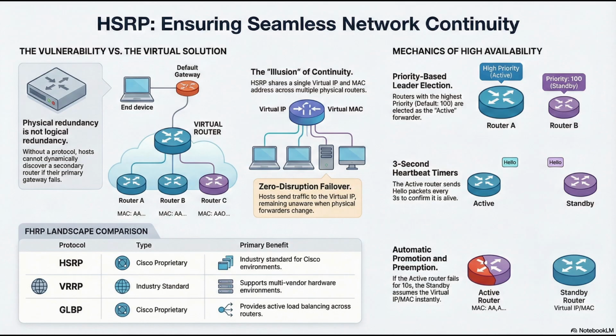So every 3 seconds, the active router says, I'm here, I'm here, I'm here. Correct. And the standby router is listening. Now, there's a second timer called the hold timer. This is set to 10 seconds. Why 10? It's roughly 3 times the hello timer plus a buffer. Think of this as the time of death. If the standby router hears nothing for 10 seconds, it assumes the active router has failed. It declares the king dead and initiates the failover.